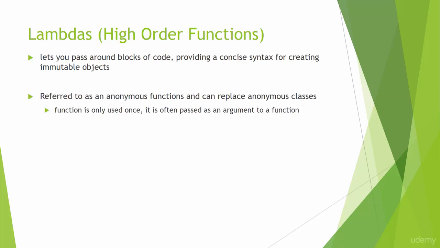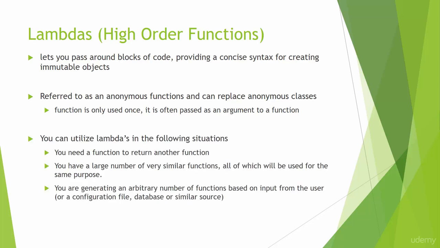A lambda is referred to as an anonymous function. It can replace anonymous classes. It's only used once. It's often passed as an argument to a function. We're going to go through lambdas in great detail. You can utilize lambdas in the following situations. If you need a function to return another function, if you have a large number of very similar functions, all of which will be used for the same purpose, you can pass in a block of code. When you're generating an arbitrary number of functions based on input from the user, from a configuration file, database, or similar source, you can use a lambda and just pass that around. Again, very, very useful.